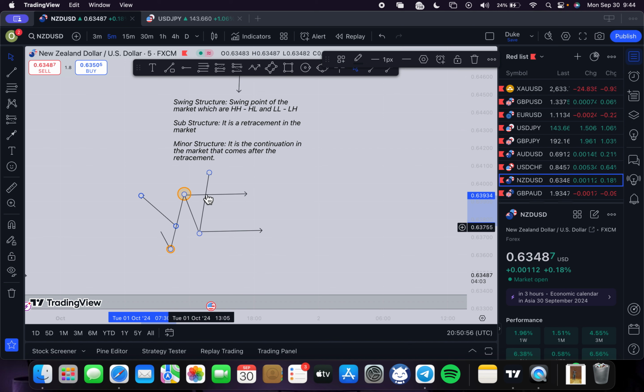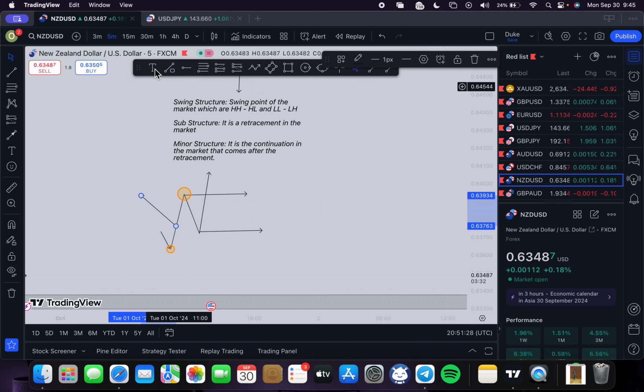This is your minor structure. From here to here is your minor structure. Then from here to here is your substructure. Then from here to here is your swing structure. Remember the explanation, higher high to higher low. This is your higher high, then this is your higher low. On the reverse, it's also your lower low to your lower high. You get the point now, right?